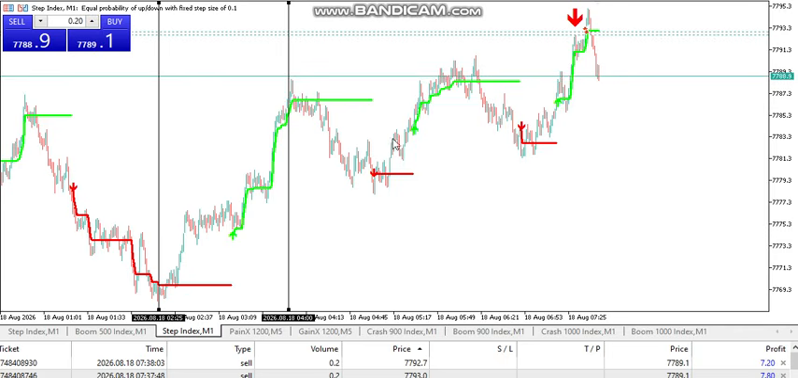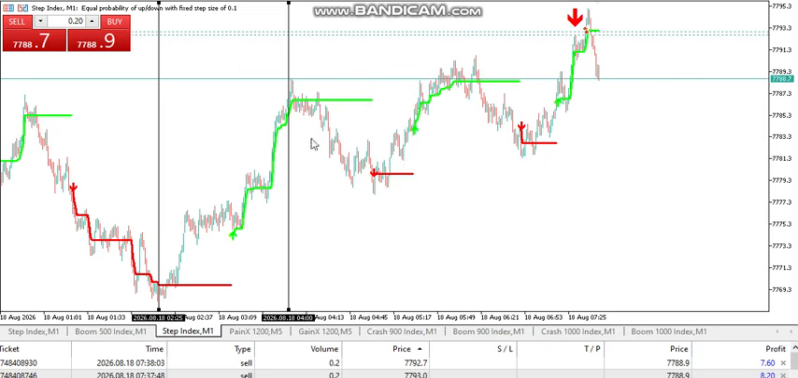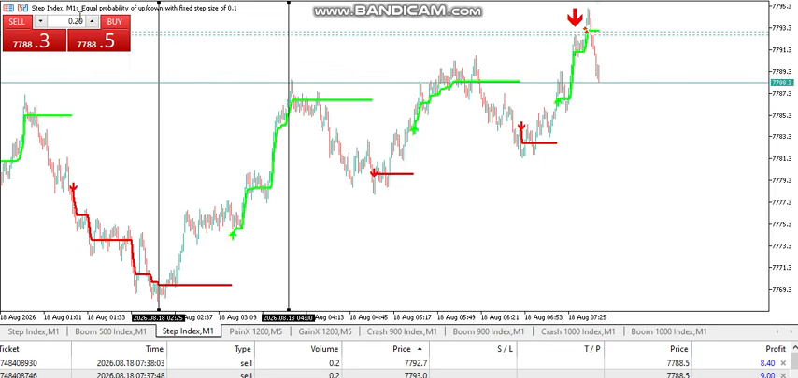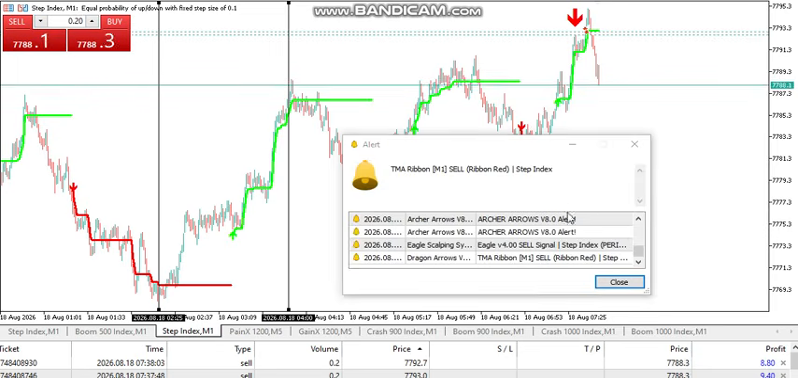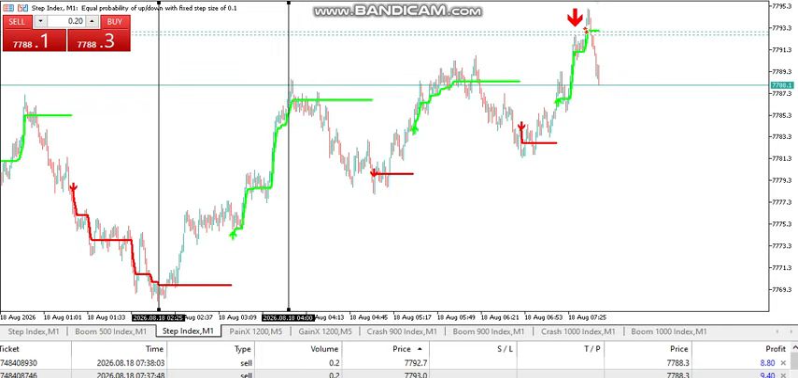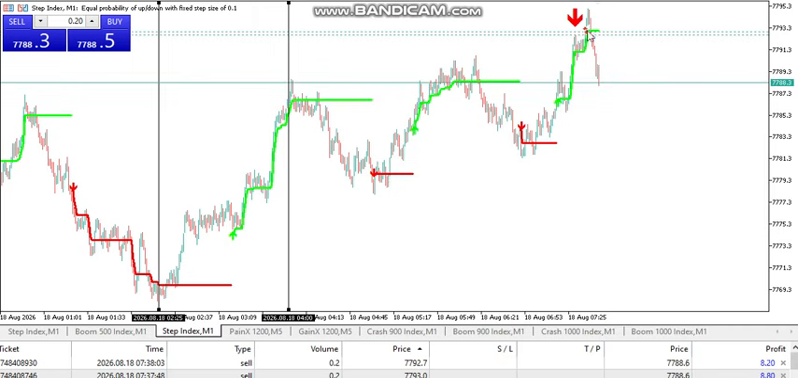As we can see, this is PJ, and we also have our chart on our dashboard. We have our Step Index 1 minute on the chart, and we can see that currently our trend is moving on a massive uptrend, guys.